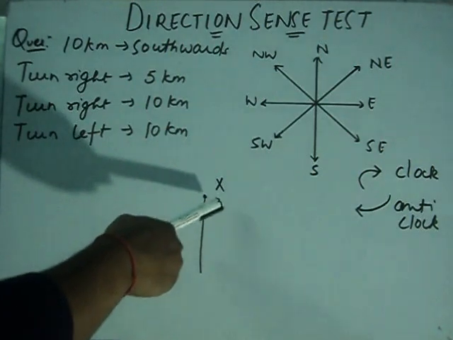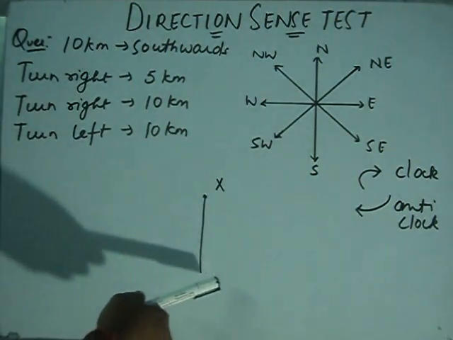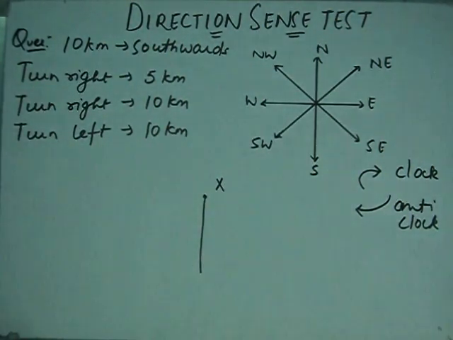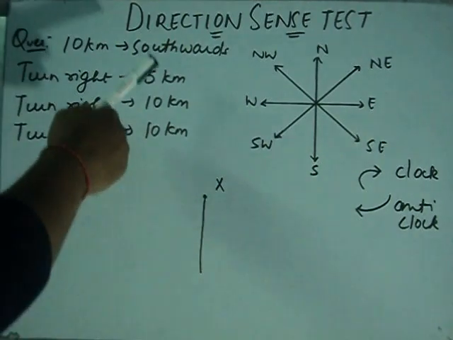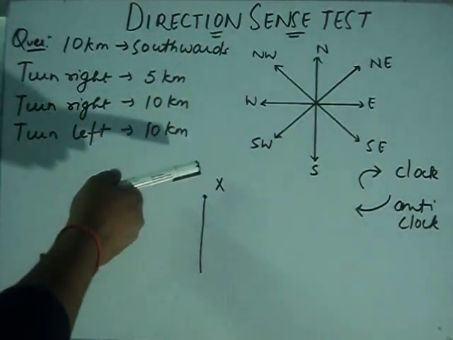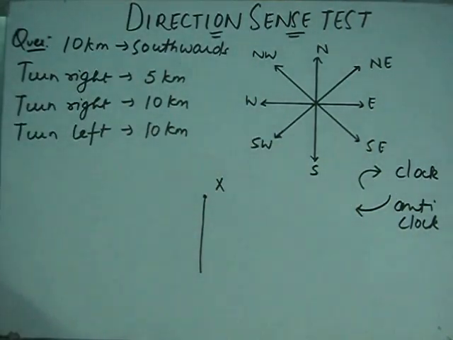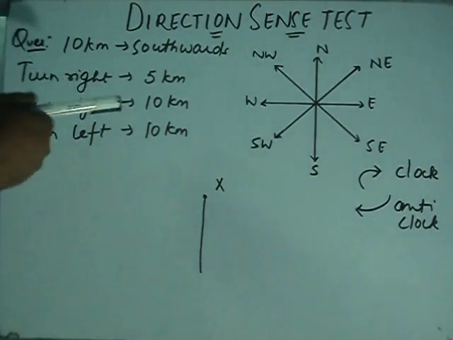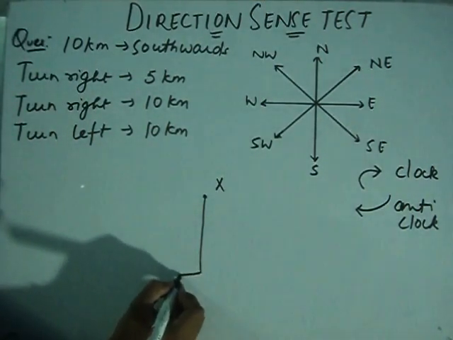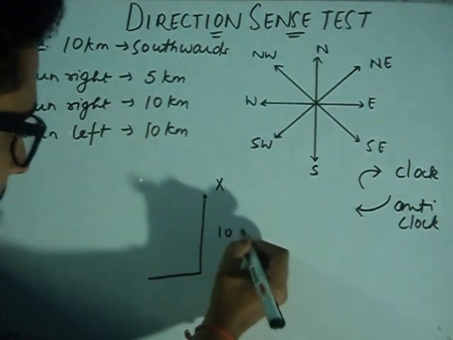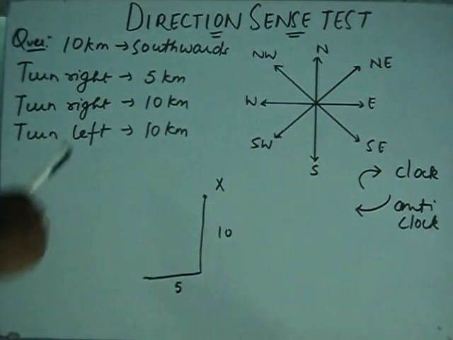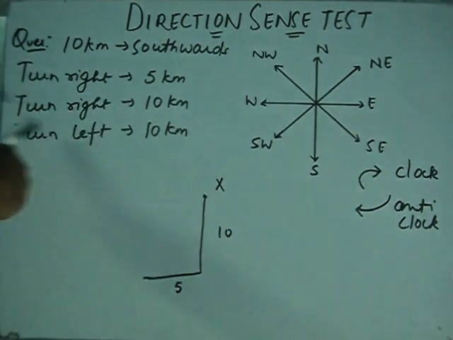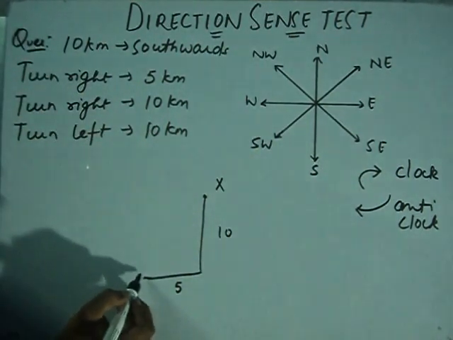After that, when I am facing south direction, means my right hand is in this form and left hand is in this form. Okay, when I am moving in southward direction, and when I am moving in northward, means my right hand is in my right way and left is in left. So now he takes a right turn and moves 5 kilometers. Means this is 10 and now this is my 5. After that he turns right and travels 10 kilometers.